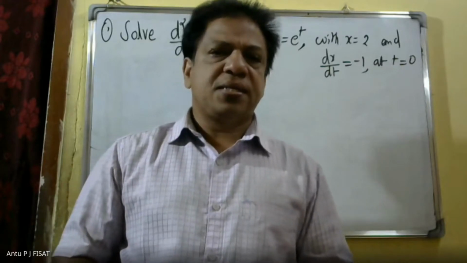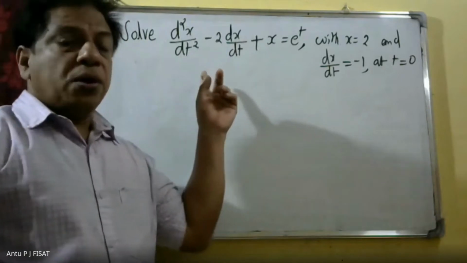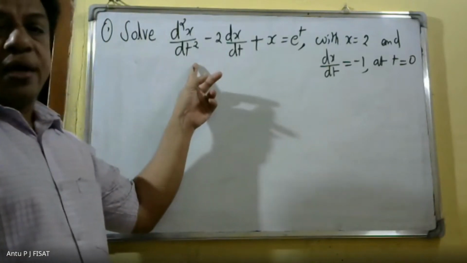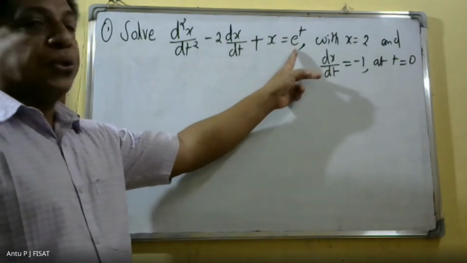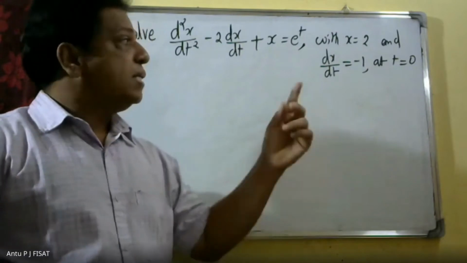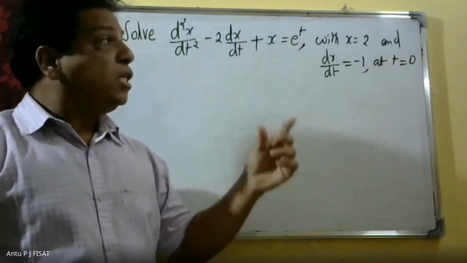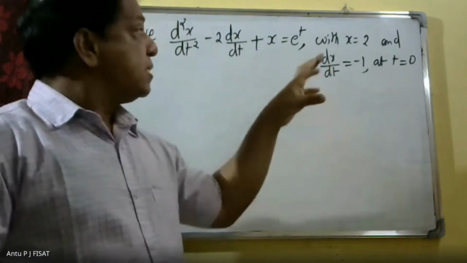Good morning, students. Today we will discuss another problem. Solve d square x by dt square minus 2 into dx by dt plus x is equal to e raised to t, with x is equal to 2 and dx by dt is equal to minus 1 at t is equal to 0. In this problem, right hand side is not equal to 0.